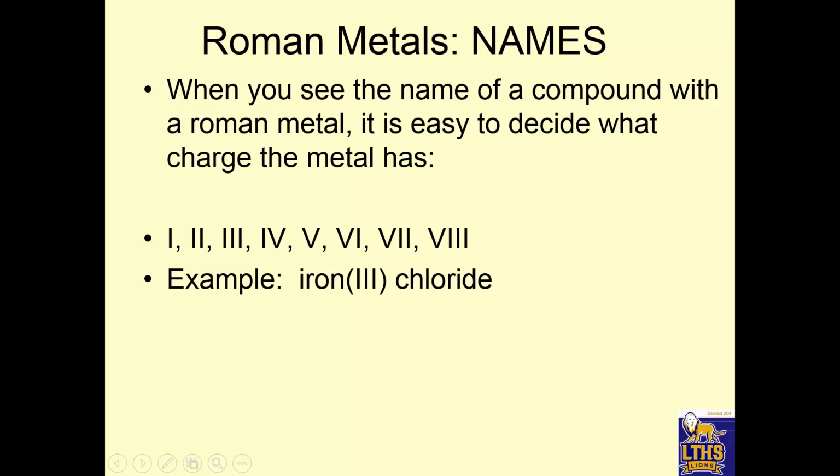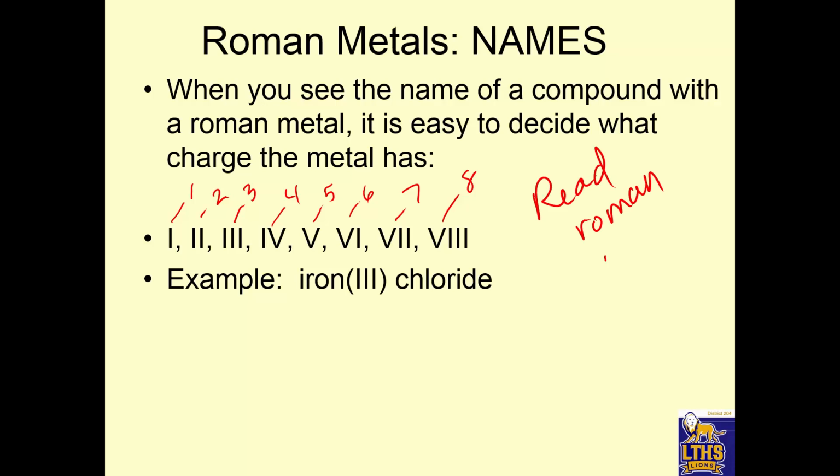I'm going to put in one more thing, Roman numerals with metals. When you see a Roman numeral, you're going to find a metal that has more than one charge, and so it has to indicate the charge in the name of the compound. Just make sure you know this is 1, that's 2, that's 3 in Roman. This is 4, that's 5, that's 6 in Roman. That's 7 in Roman, and that's 8 in Roman. So make sure you can read Roman numerals. You'll be happy you can because you'll know what it means.